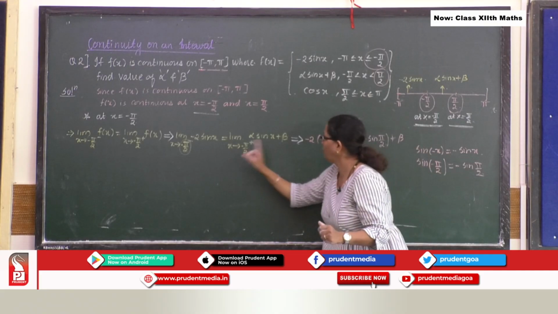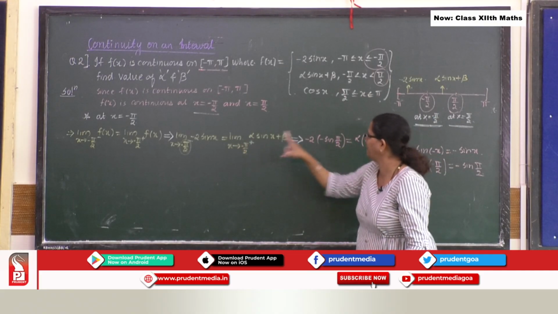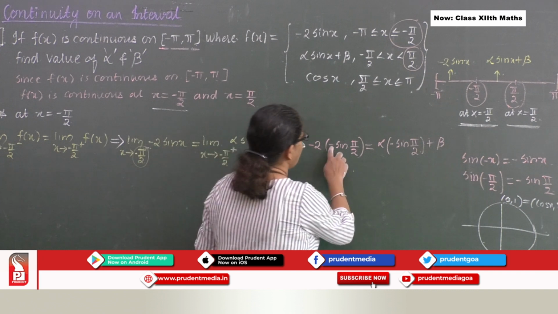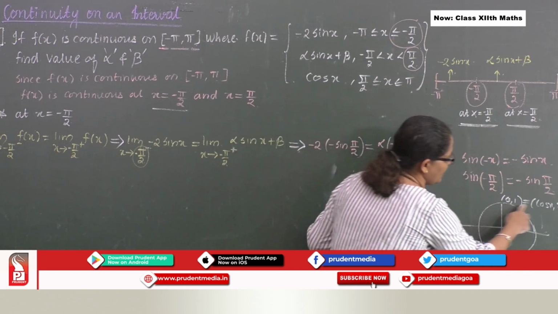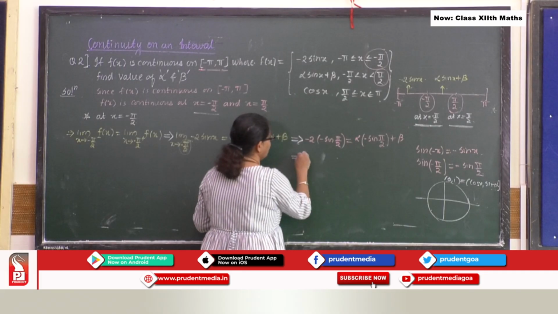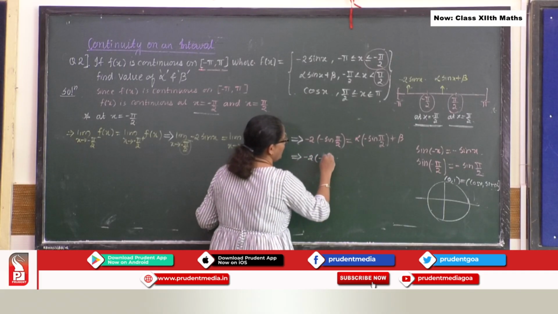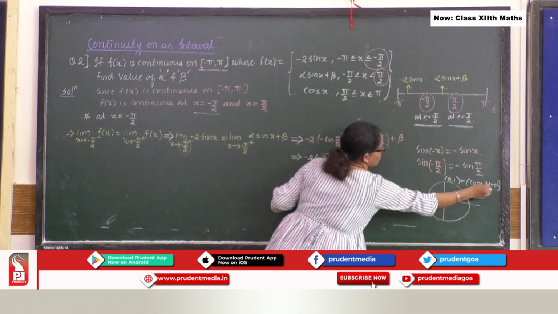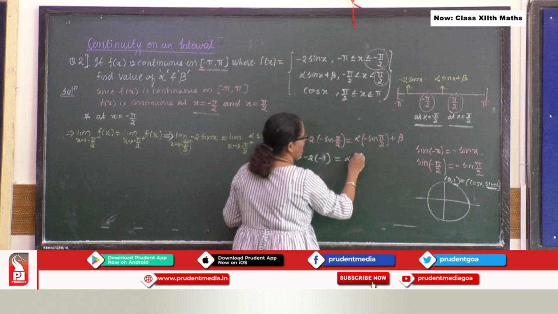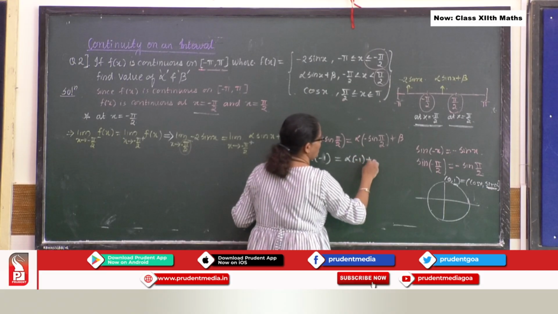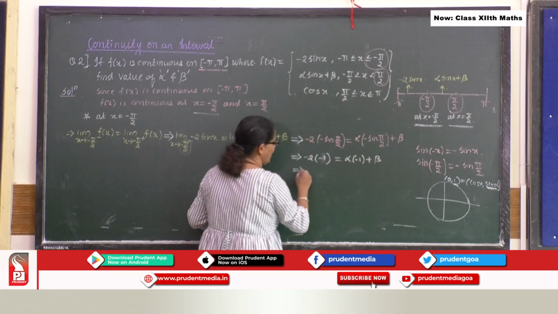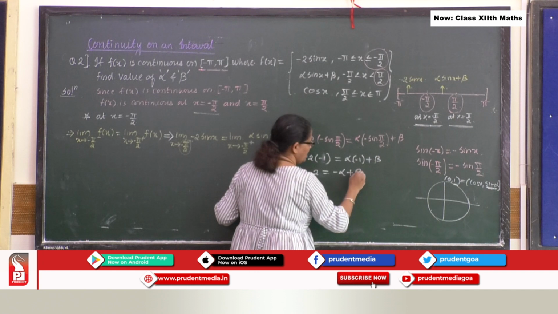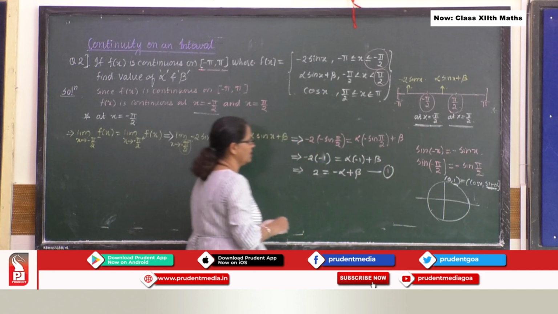Now look at it. The limit operator disappears. Why? Because I substituted the limit value over here. Now let us proceed. Minus sine pi by 2, what is that? It's minus 1. So over here, minus 2 into minus 1 equals alpha times minus sine pi by 2. What is sine pi by 2? That's 1. So you get minus alpha plus beta. Minus minus will become plus, so you will have 2 equals minus alpha plus beta. So this is equation 1.